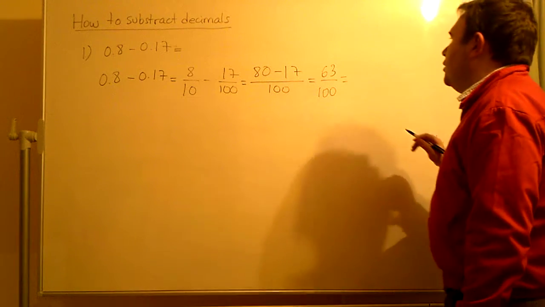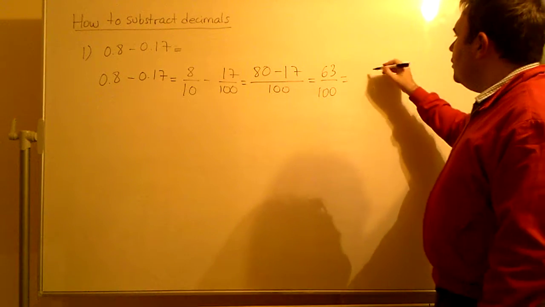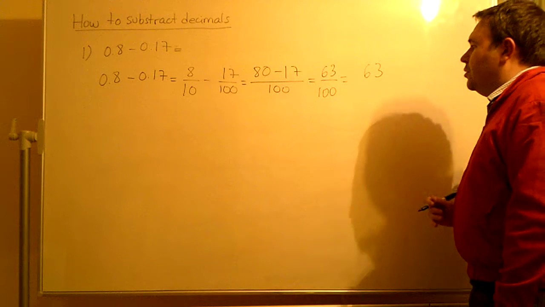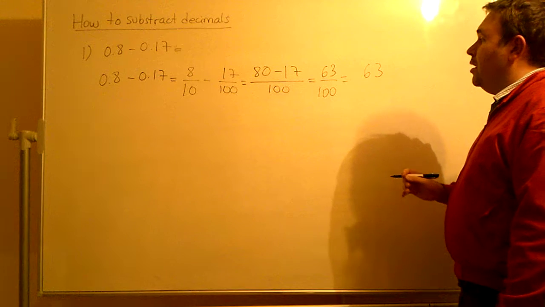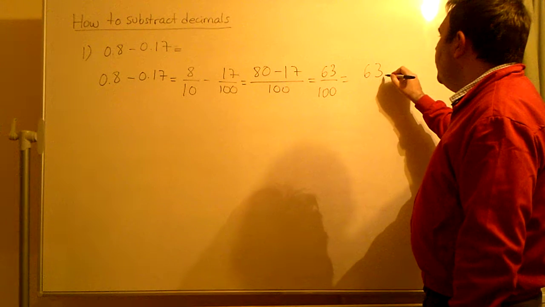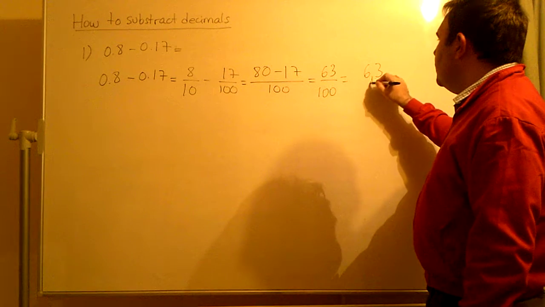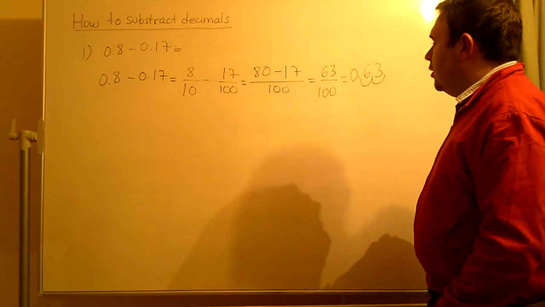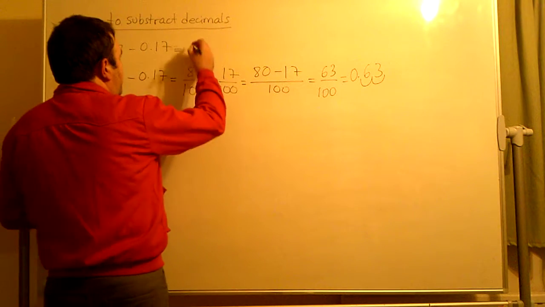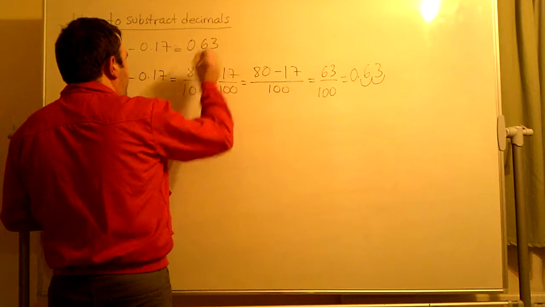So now if we want to turn this into a decimal, we need to write down 63 here, and we need to count the number of zeros, which in this case is 2. So we need to move the decimal point 2 places, 1, 2. So the final result will be 0.63.